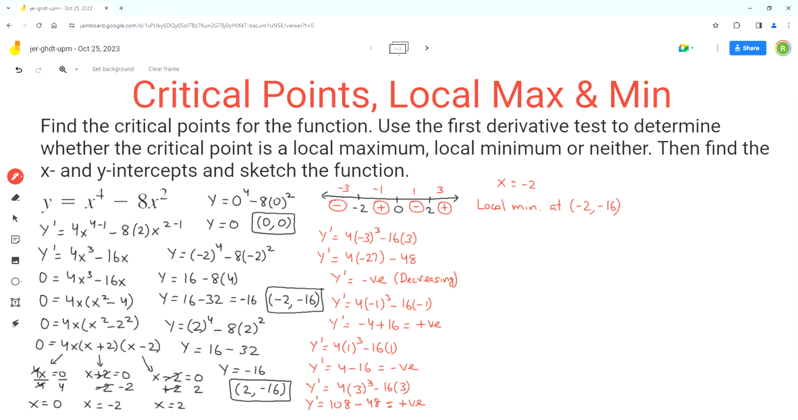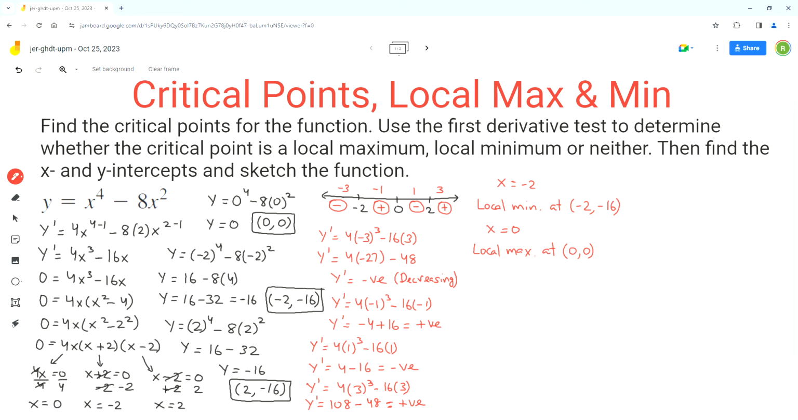Now let's analyze the other critical point, which is at x equals 0. So to the left side of x equals 0, the prime of y is positive, and to the right side of 0, the prime of y is negative. That means at x equals 0, the function changes from being increasing to decreasing. So that means there is a local maximum at that critical point, which is 0, 0.